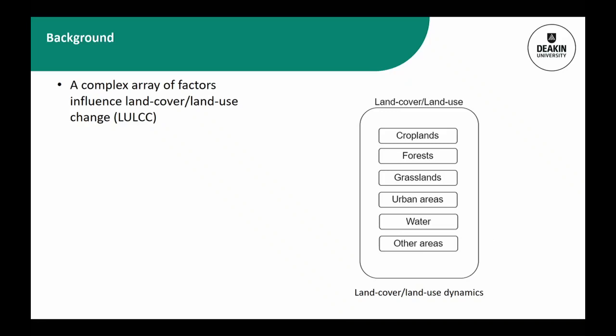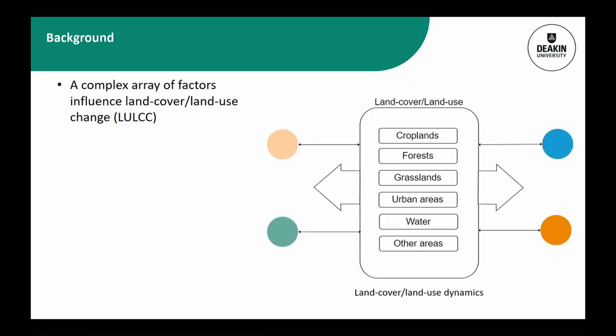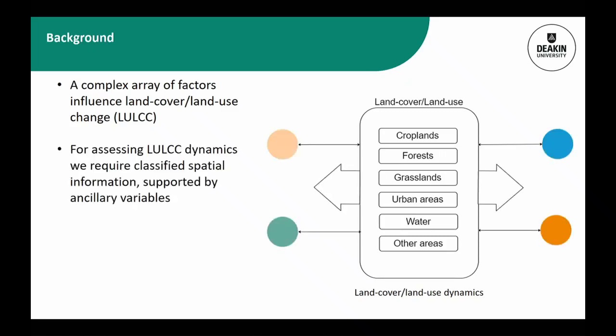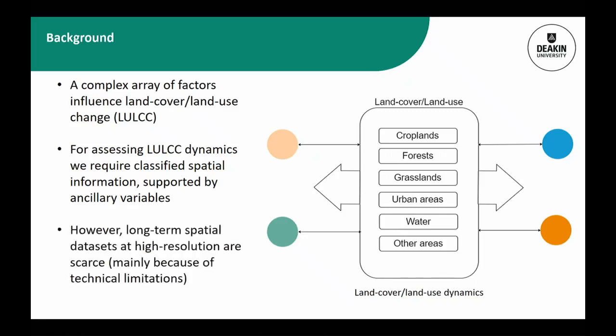As we know, more than 70% of the Earth's ice-free land shows some kind of transformation, but those changes are required for providing food, resources, shelter, and other resources to an increasing population. Nonetheless, a complex array of factors influence these dynamics, and for assessing these dynamics, we require classified spatial data, like land cover maps, supported by ancillary variables.